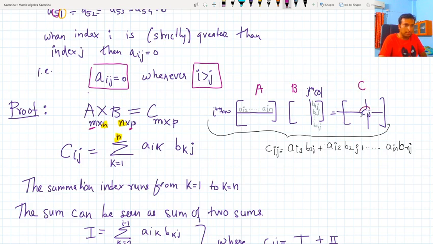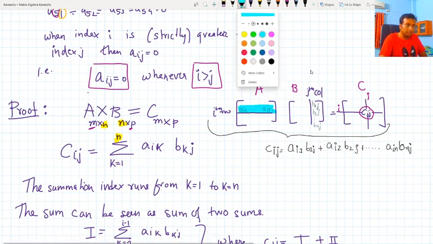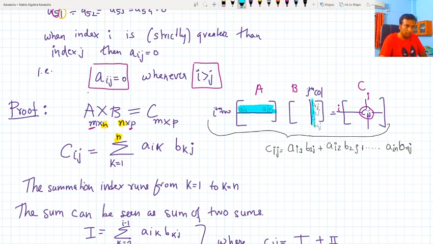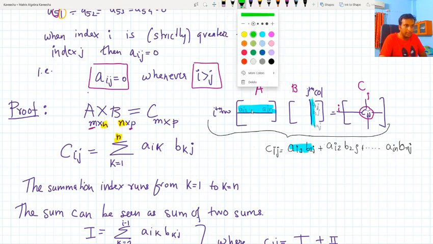So, taking any general element, Cij, we know that Cij sits on the ith row and the jth column. And the way to get Cij is you multiply the entire ith row of the A matrix by the entire jth column of the B matrix. So it's like Ai1 times B1j, and the next entry will be Ai2 times B2j.